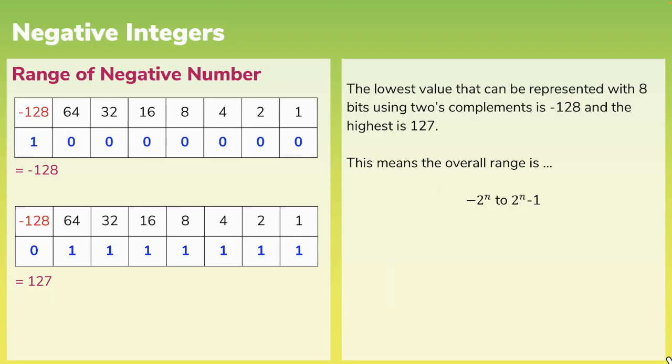Now when we're storing negative integers, we need to think about the range of the numbers that we can store. So if we're using 8 bits, the lowest number that we can store is negative 128, and the highest number that we can store is positive 127. This means the overall range when using 2's complement is negative 2 to the power n to 2 to the n minus 1.